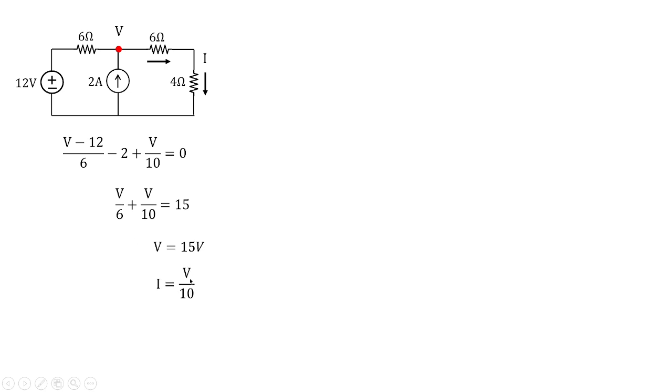So I will be V by 10. Why V by 10? 6 plus 4 is 10. So that is the current which we require. Why we require this current? Because we need to find out the value of voltage across 4 ohms. So voltage across 4 ohms would be equivalent to current multiplied with the resistance.